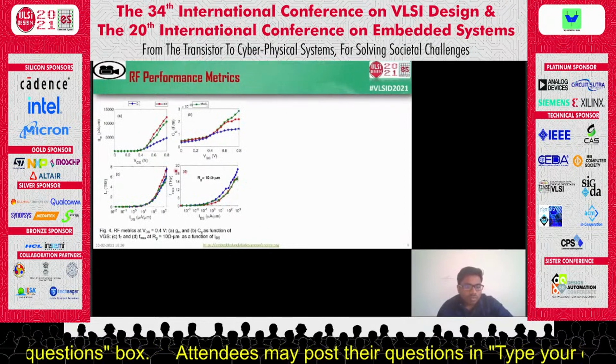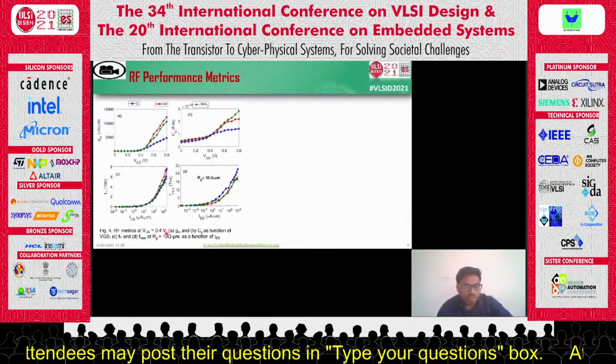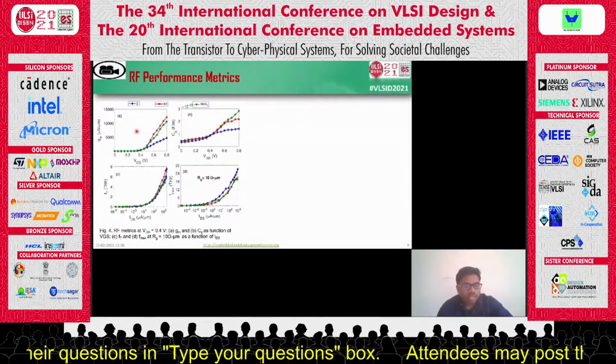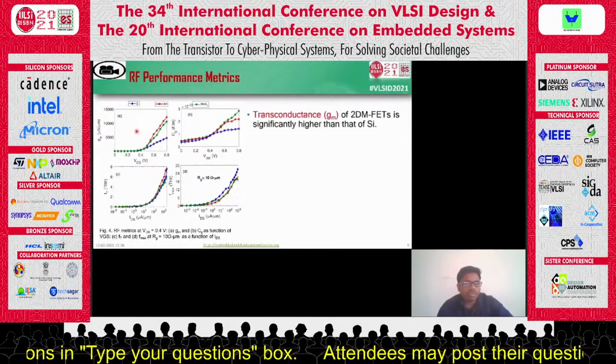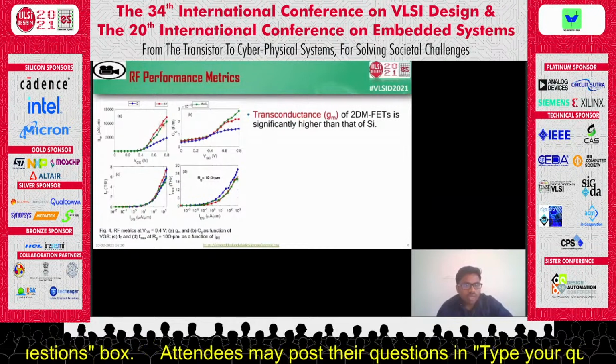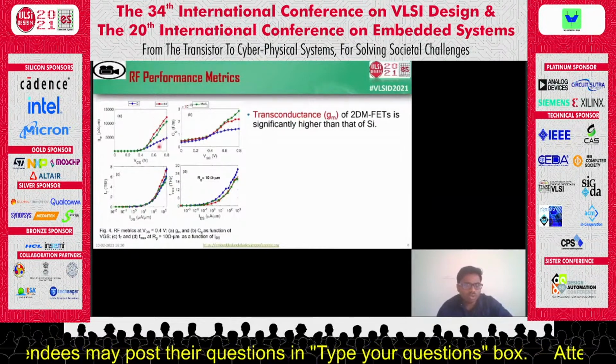And figure 4 shows the RF performance metrics at VDS of 0.4 volt. Figure 4a shows the variation of gm with respect to the gate voltage, and here we can see the 2D material, specifically BP, has higher gm than the Si and MoS2.